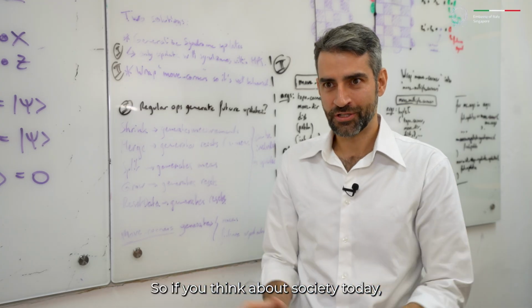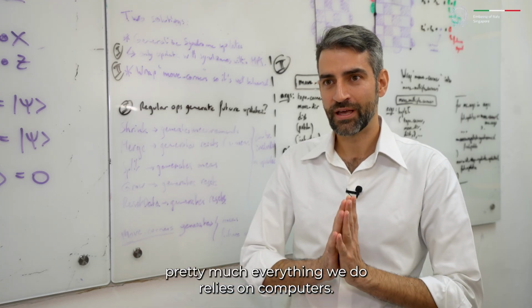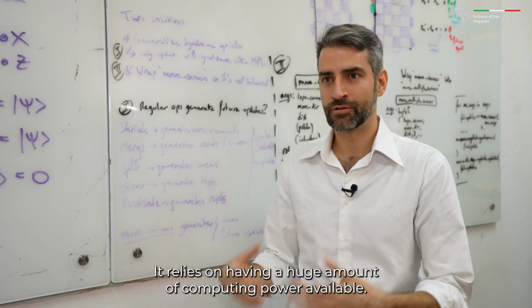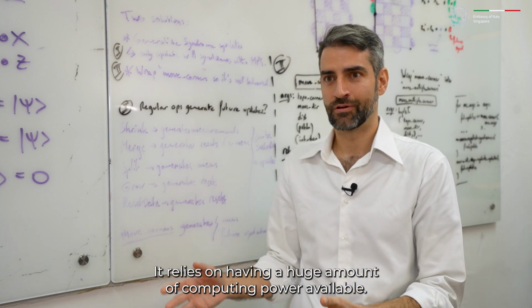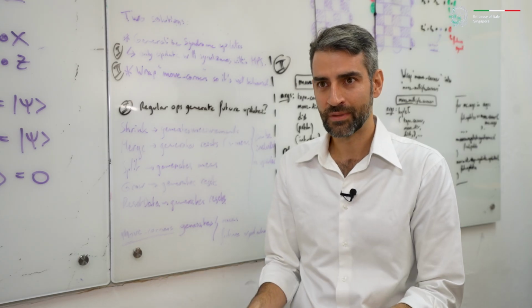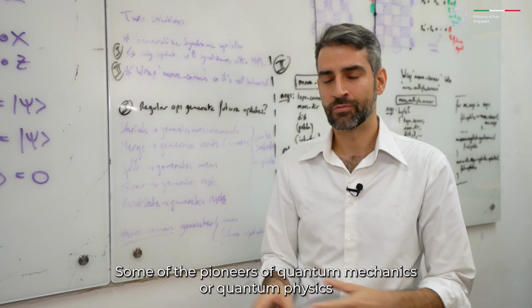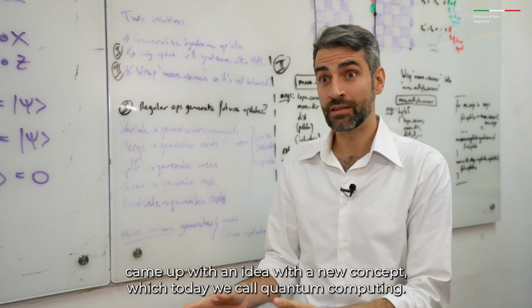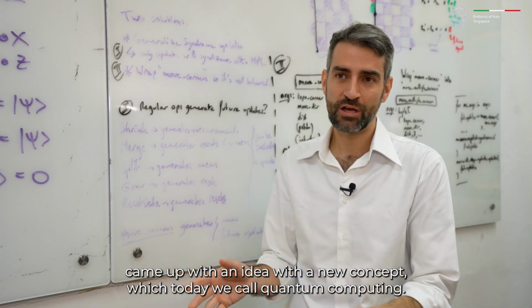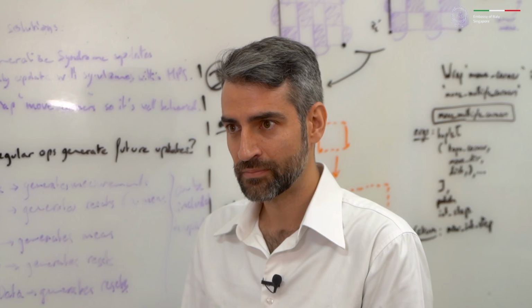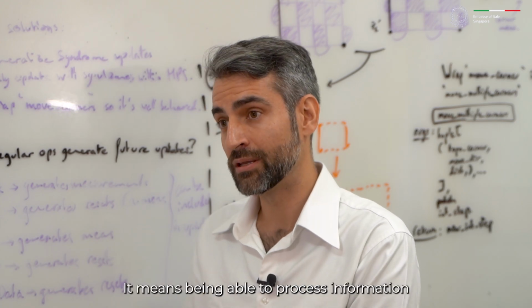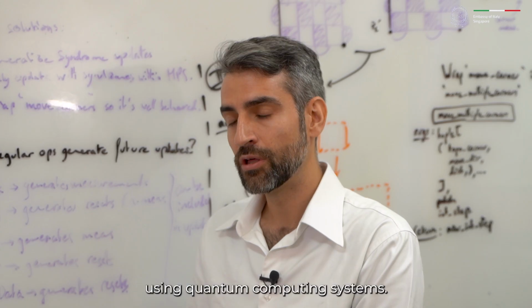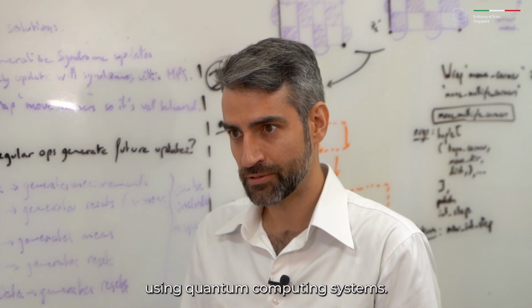So if you think about society today, pretty much everything we do relies on computers. It relies on having a huge amount of computing power available. In the 80s, some of the pioneers of quantum mechanics or quantum physics came up with an idea, a new concept, which today we call quantum computing. So what does that mean? It means being able to process information using quantum computing systems.